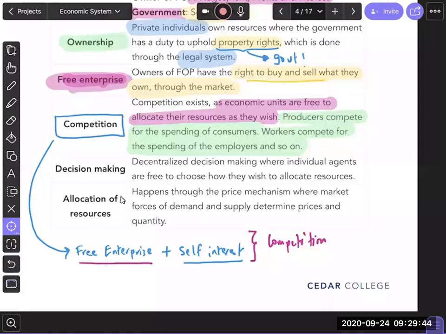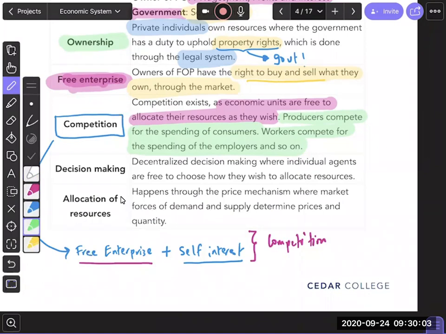When it comes to decision making, an important element you need to understand about a free market economy is that, unlike a command economy where the government decides all the allocation of resources because they own those resources, in a free market economy decision making is completely decentralized. What do you mean by decentralized? It means there's no single body making decisions. Many thousands of individuals are making decisions on an independent level.